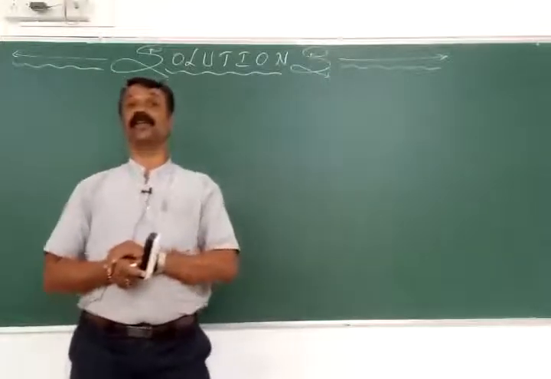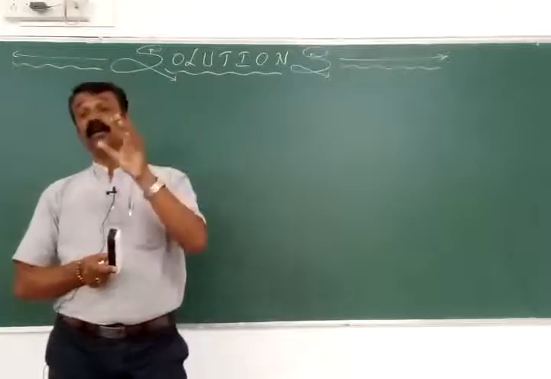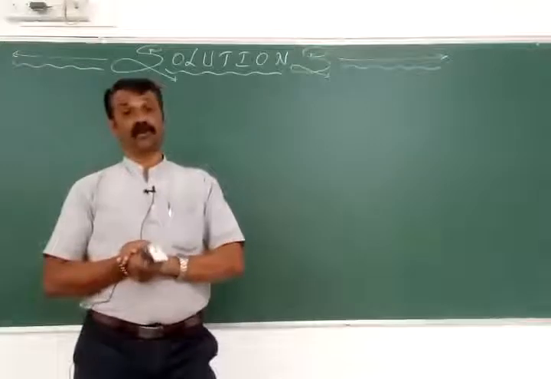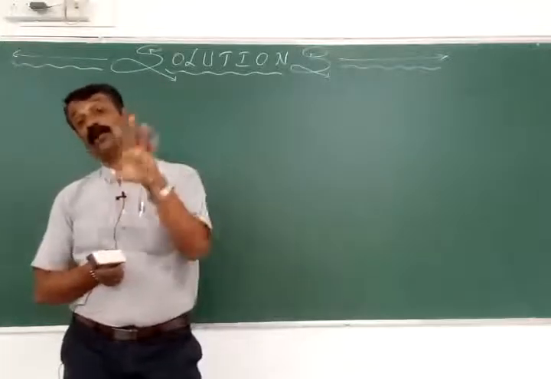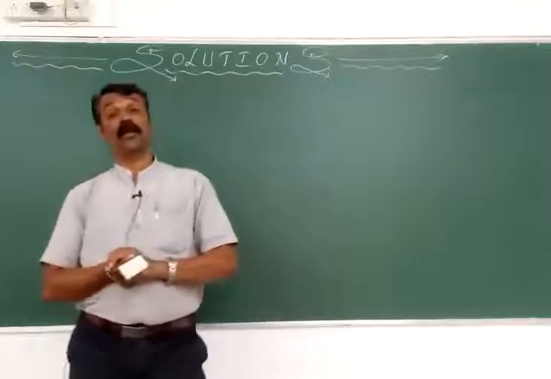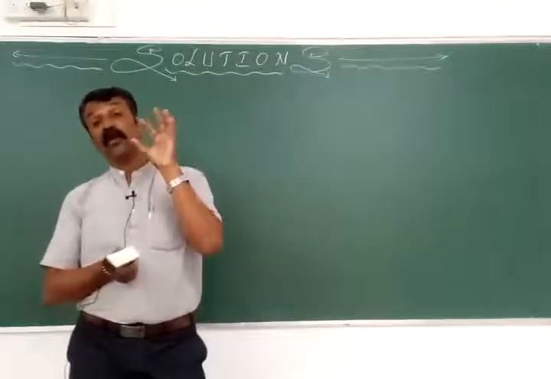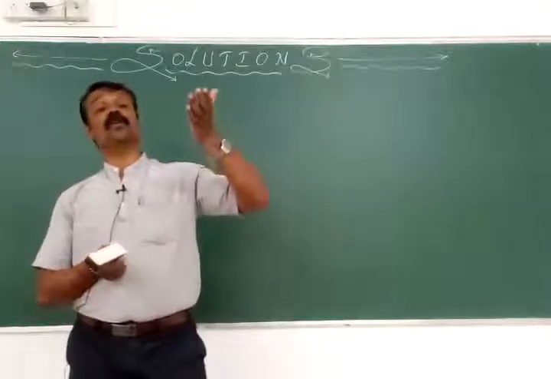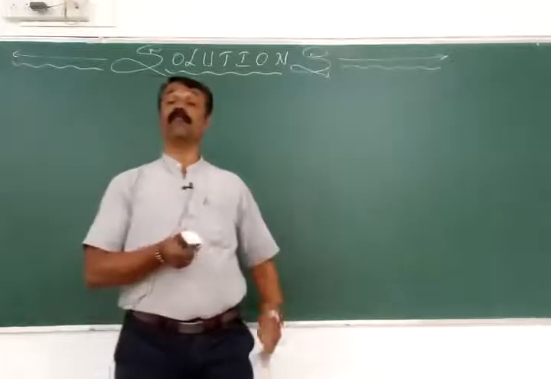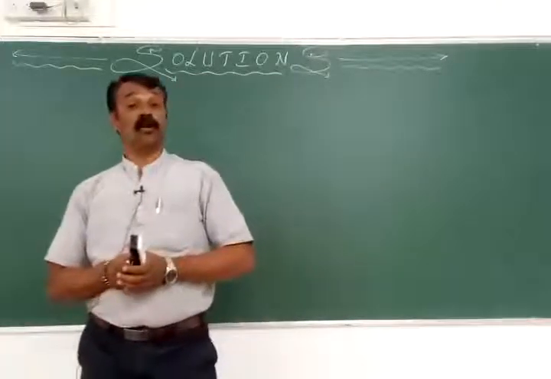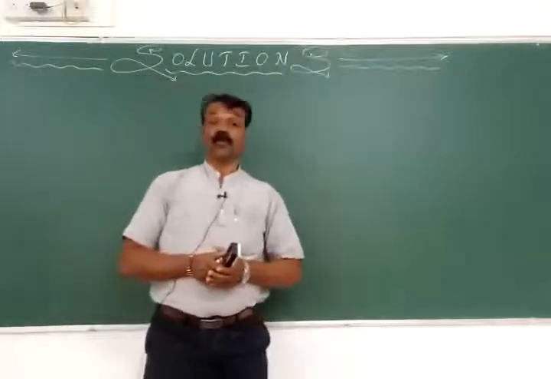So what is elevation here? It is an increase in the boiling point of the solvent, or the solution, due to the addition of a non-volatile solute to a pure solvent. If I put a small amount of a non-volatile solute to a pure solvent, the boiling point of that solution goes on increasing, and that increase in boiling point is called elevation of boiling point, or it is also called ebullioscopy.